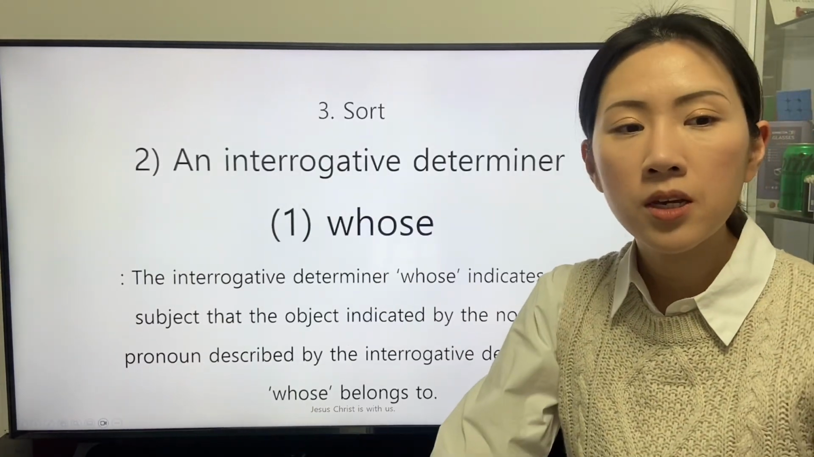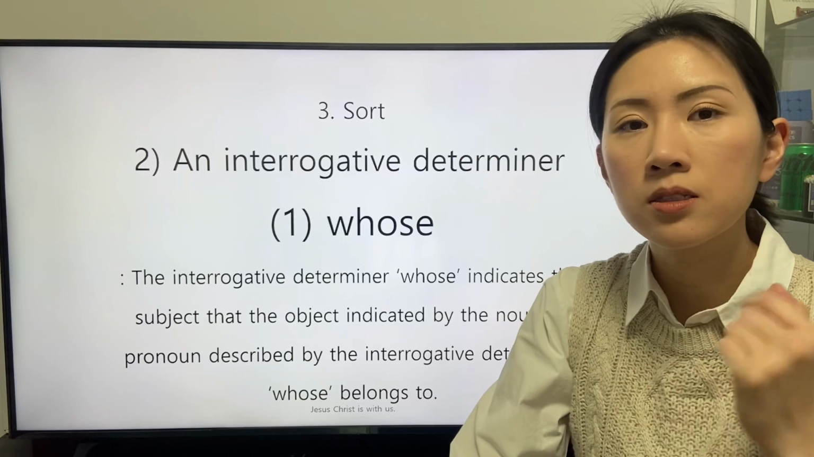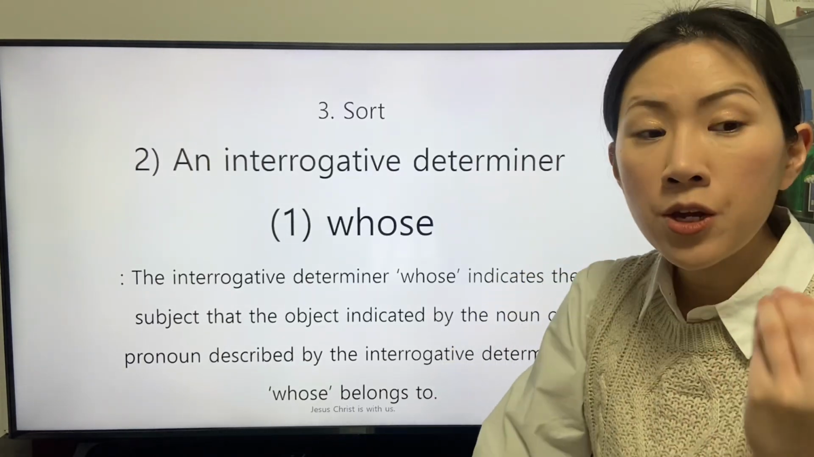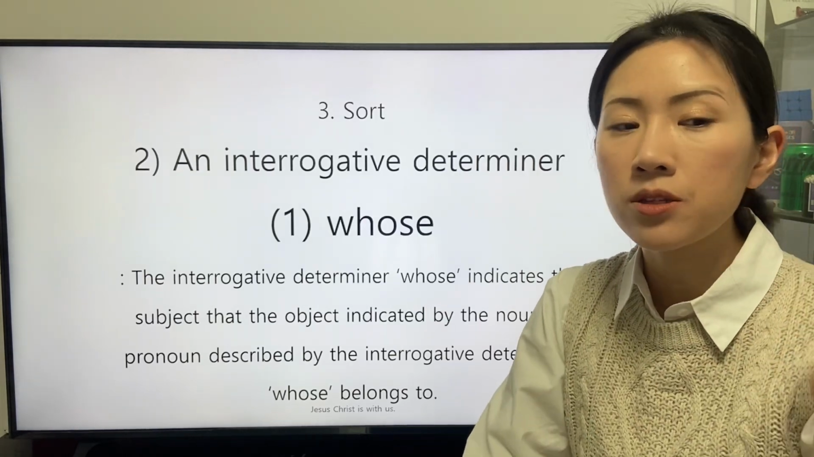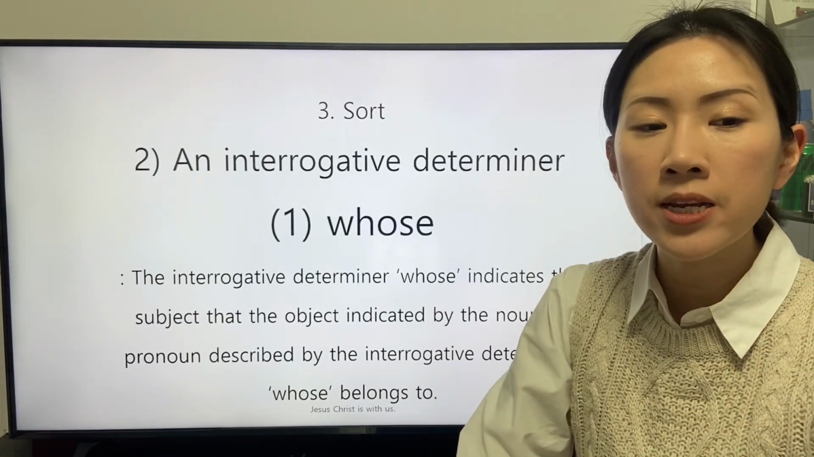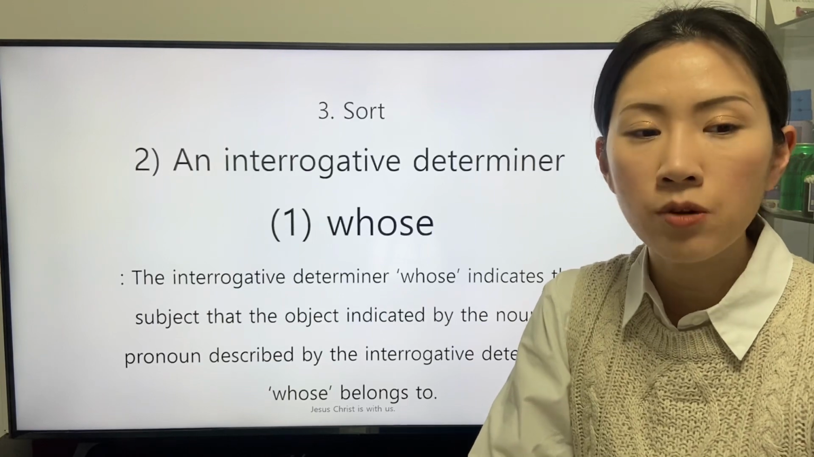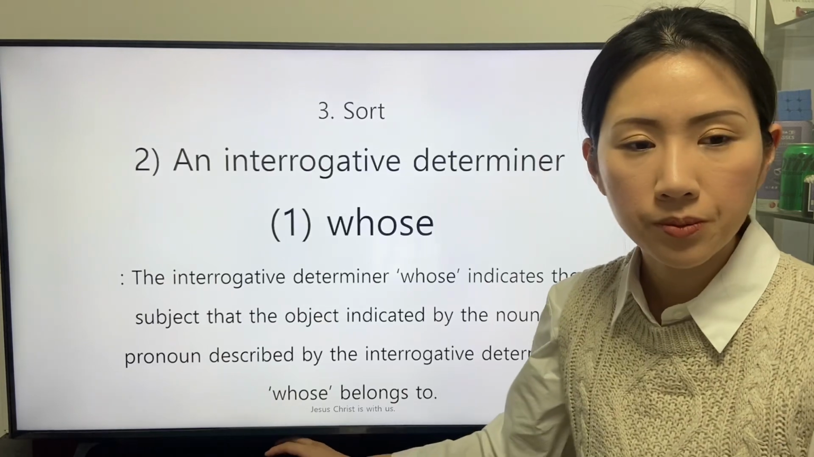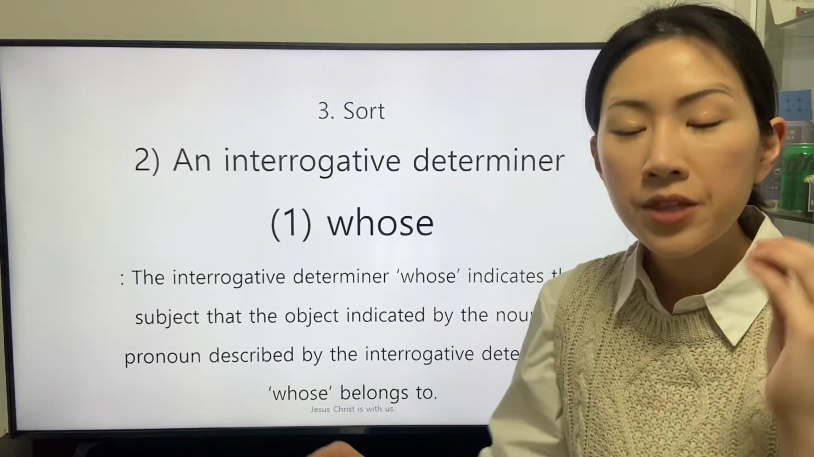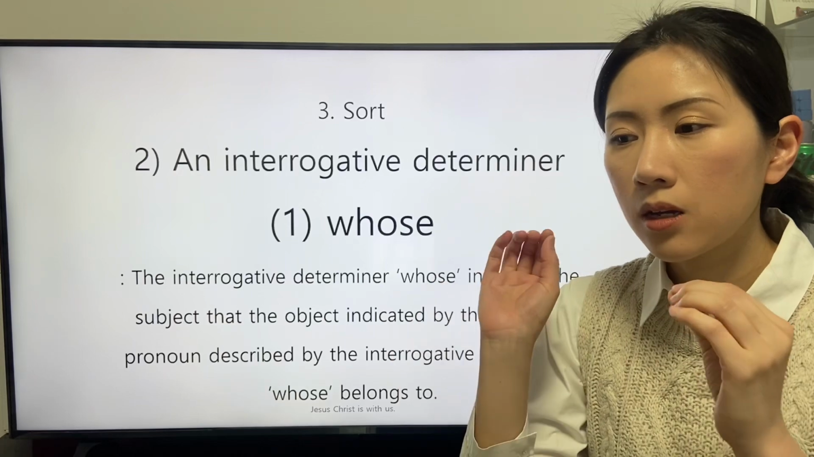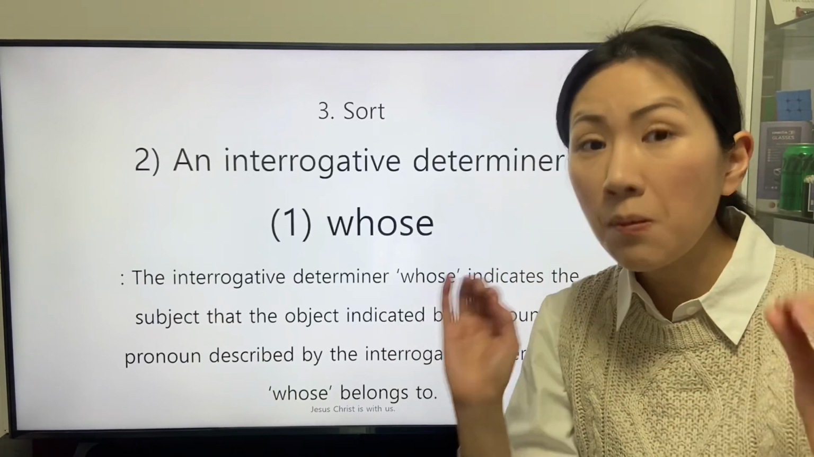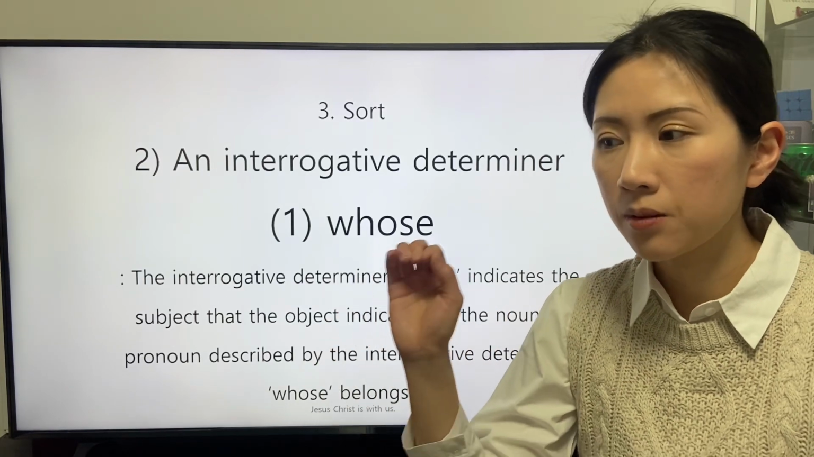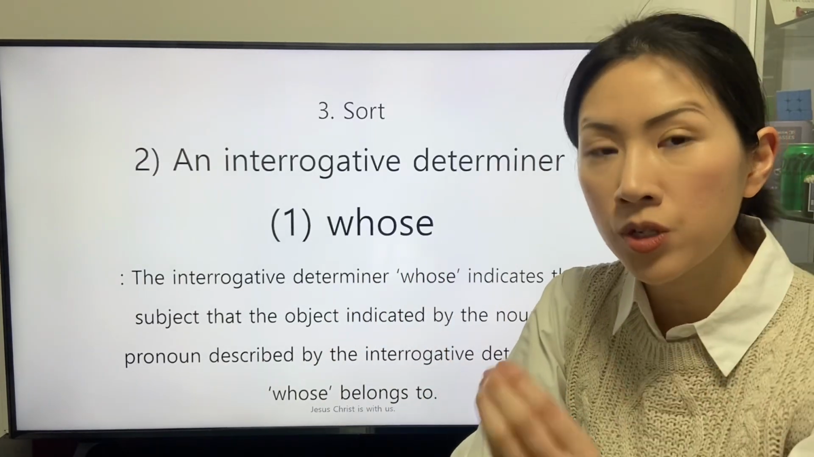The first interrogative determiner is the interrogative determiner whose. The interrogative determiner whose indicates the subject that the object indicated by the noun or pronoun described by the interrogative determiner whose belongs to. The interrogative determiner whose indicates the subject of an object. The object belongs to the subject.